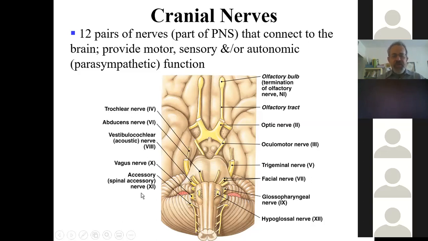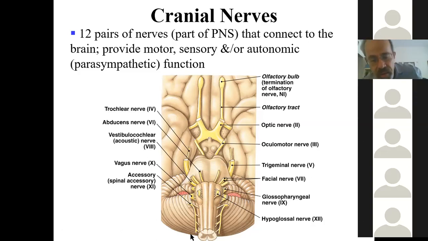Spinal accessory nerve, this is actually what's responsible for controlling muscles such as the sternocleidomastoid muscle. That's the spinal accessory nerve. Wait, can you repeat that? It does what? Yeah, the spinal accessory nerve, or the accessory nerve, controls function of the sternocleidomastoid muscle.